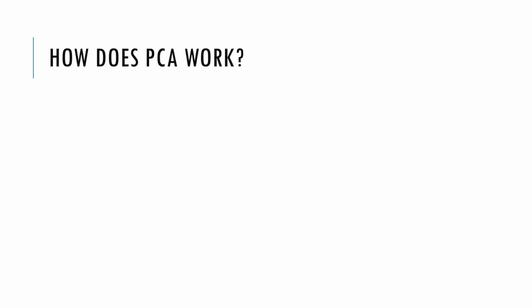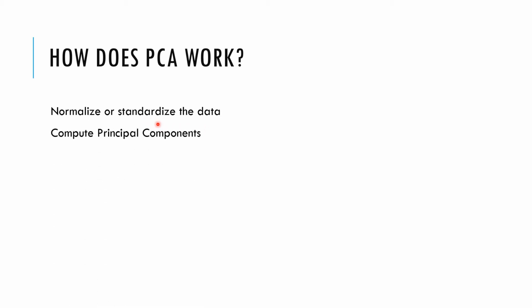So how does PCA work? There are basically three simple steps. First, we normalize or standardize the data. We'll see in the next slide what it means. Then we compute the principal components. That is why it is called principal component analysis. We will see what principal components are in the next slides. Then we use these principal components to reduce the dimensions of the data set. That is the main purpose of PCA.